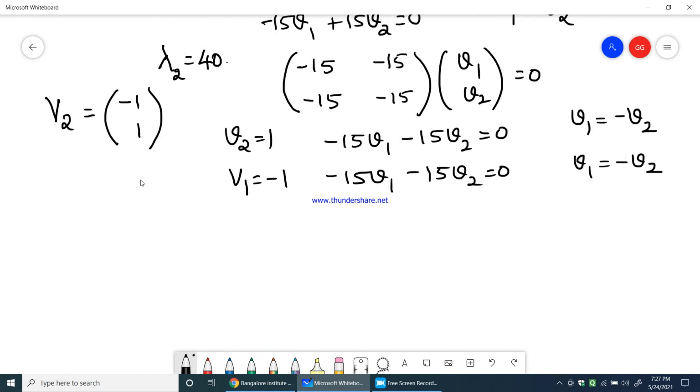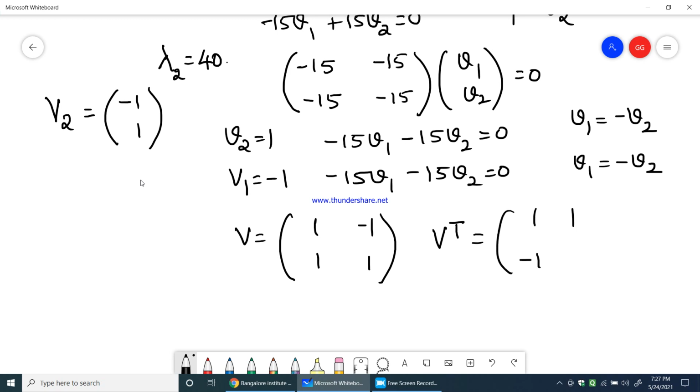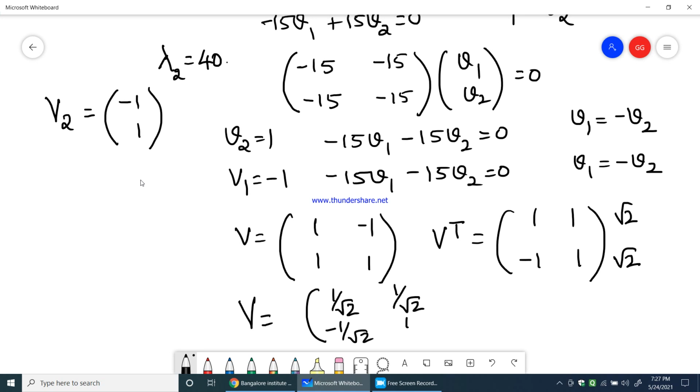Therefore the total vector matrix V would be 1, 1, minus 1, 1. V transpose equals 1, 1, minus 1, 1. Now you take the norm of the row vectors. This becomes square root of 2, because square root of 1 square plus 1 square is square root of 2. Even this is square root of minus 1 the whole square plus 1 square, again square root of 2. So the total V will now be 1 by root 2, 1 by root 2, minus 1 by root 2 and 1 by root 2.